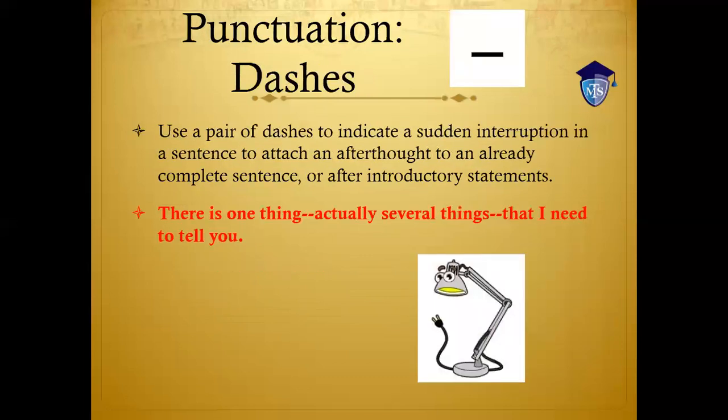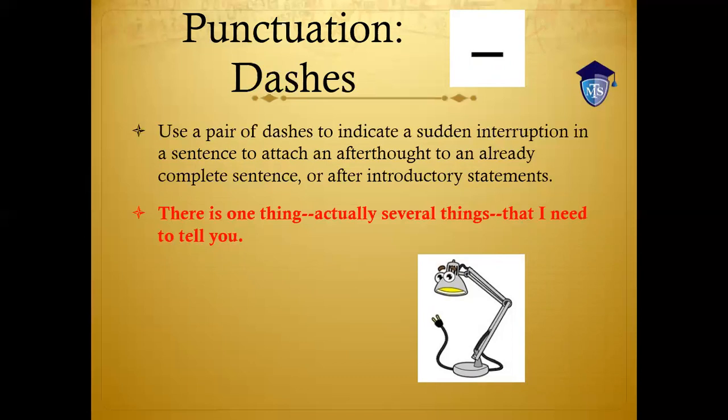Move forward, dash. Okay, dashes, they are the doubled hyphens. Use a pair of dashes to indicate a sudden interruption in a sentence, to attach an afterthought to an already complete sentence, or after an introductory statement. For example, there is one thing. That's a complete sentence, right? Actually, several things that I need to tell you.